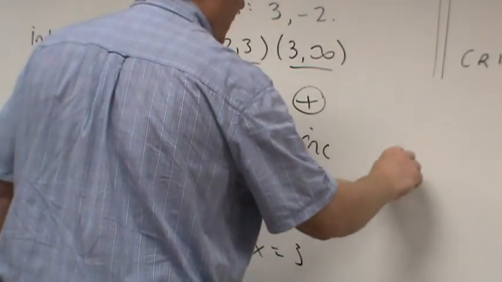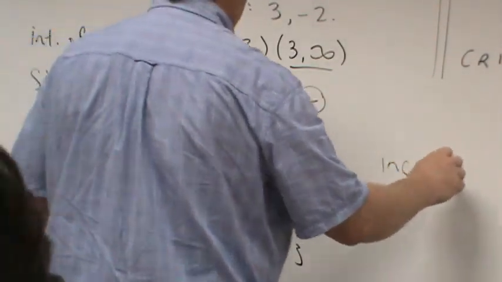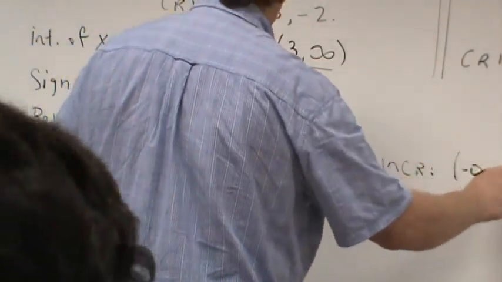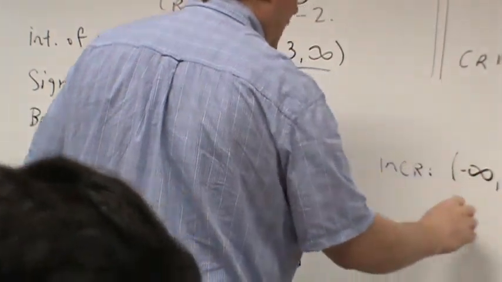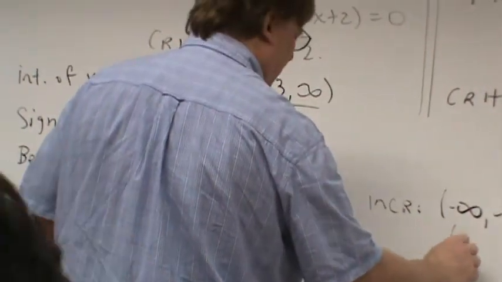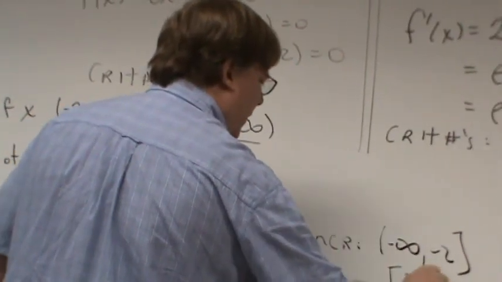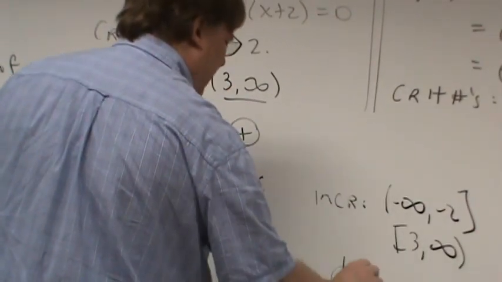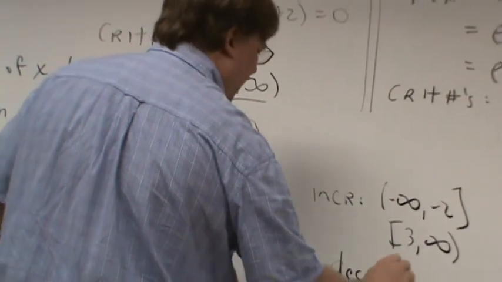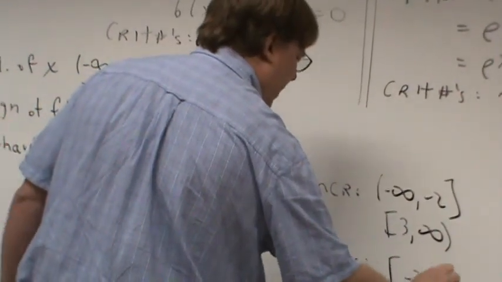I'm going to be increasing on the interval from -infinity to -2, and also on the interval from 3 to infinity. And then I'm going to be decreasing on the closed interval from -2 to 3.